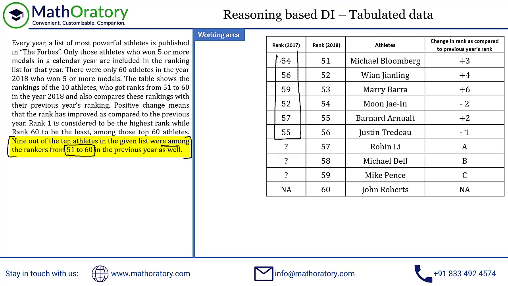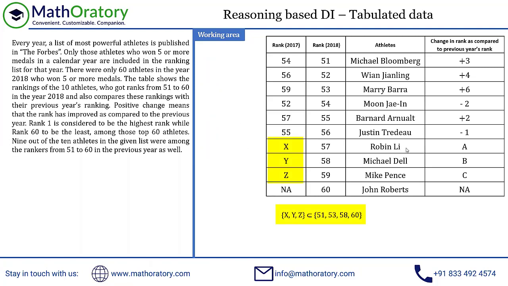Here you can see that these six numbers are already taken. So the missing numbers are 51, 53, then you have 58 and 60, right? So these are the four missing numbers. These three numbers have to be among these four numbers, right? So here I've just indicated this with XYZ, and this XYZ should belong to this set of 51, 53, 58, and 60, right? So these are the numbers we can pick for X, Y, and Z. So that's it regarding the set. So let us go into the questions now.